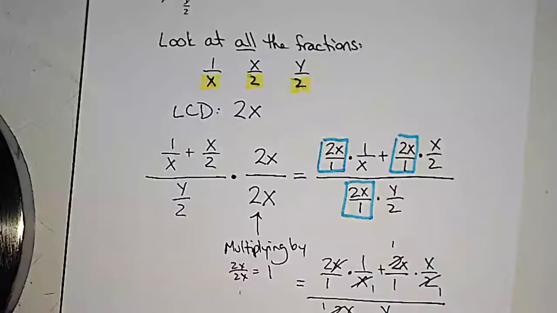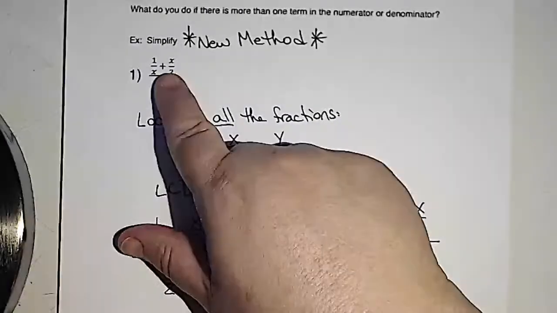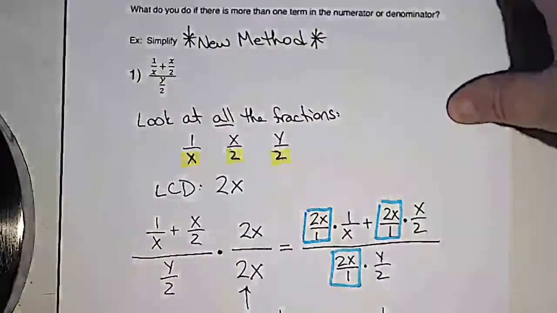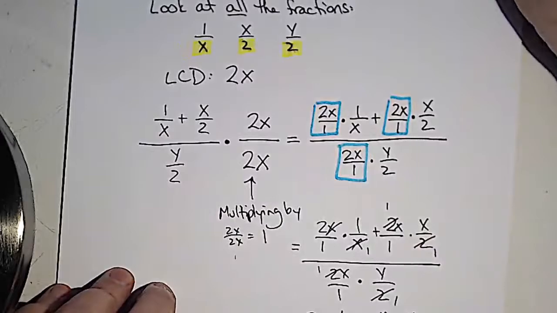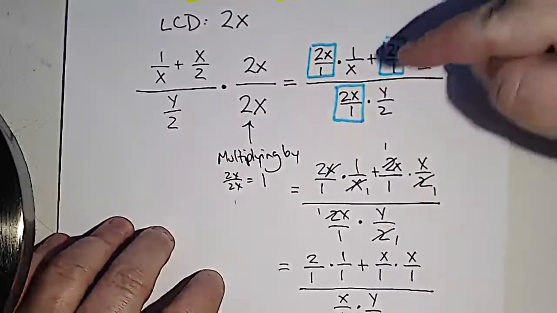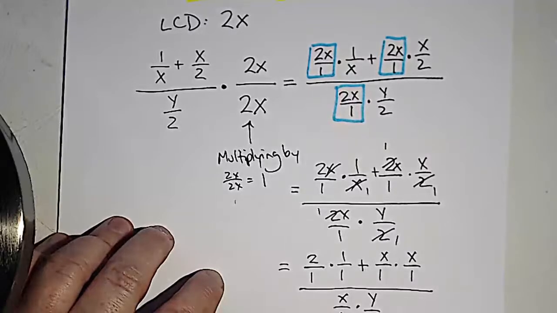Okay, so what did we do? Basically, we took this fraction that has many terms, and we found a common denominator for all 3 fractions. We multiplied every fraction by this. That way, keeping the balance, we haven't changed the value of the fraction. This is totally legal. I'm not making stuff up.